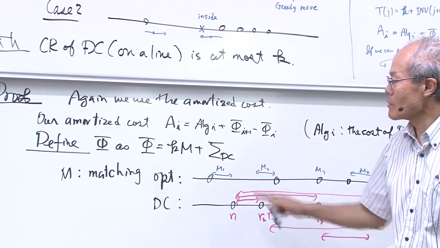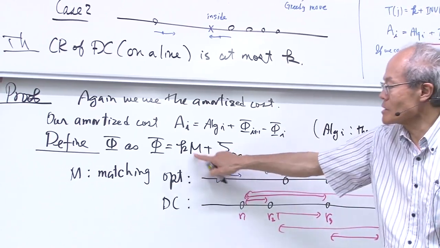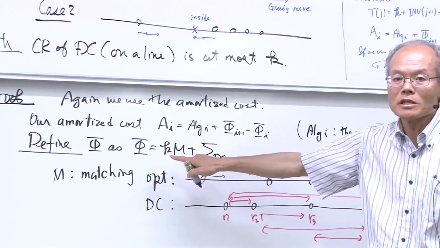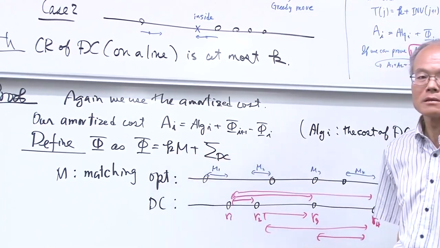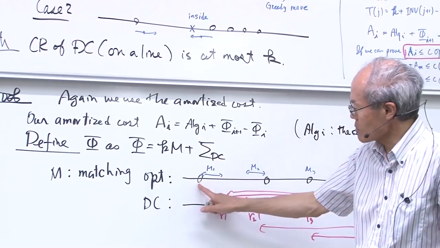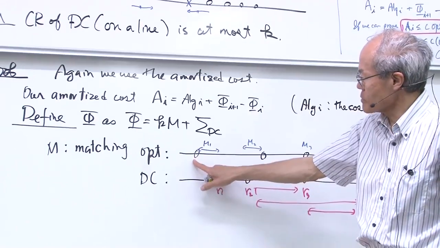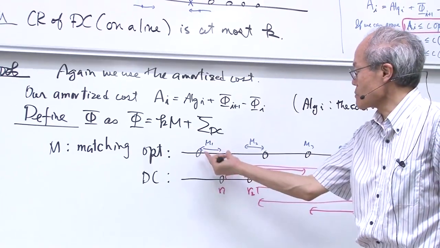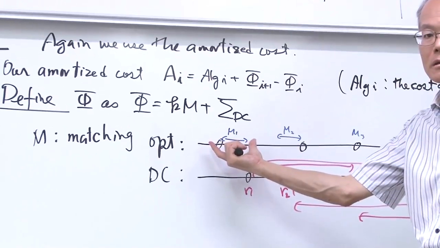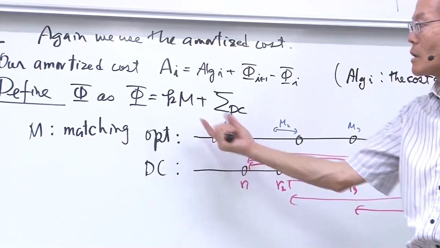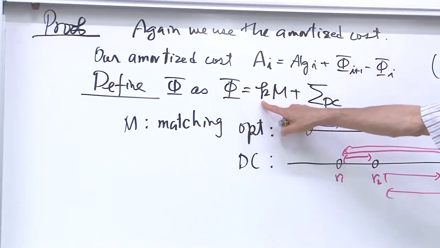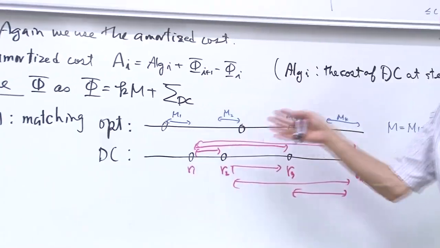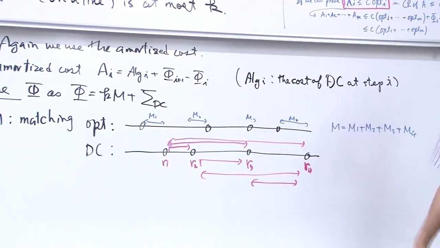Then what is this value? K times d_i. So phi increases at most k times d_i. Once again, opt moves this guy to here by d_i. Then this value increases by d_i. Then phi increases by k times d_i. Other values don't change at all.